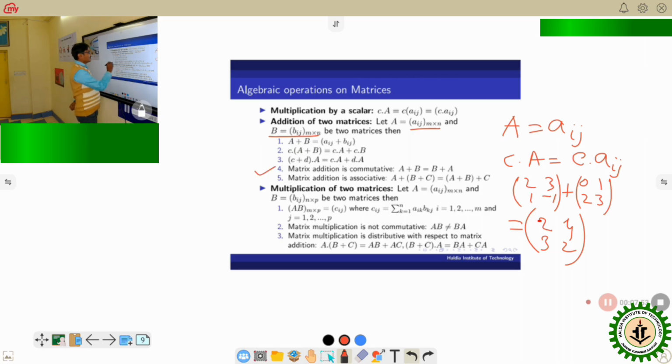Matrix addition, this is most important. Matrix addition is commutative, and matrix addition follows the associative property. This is the property of commutativeness, and this is the property of associativeness.